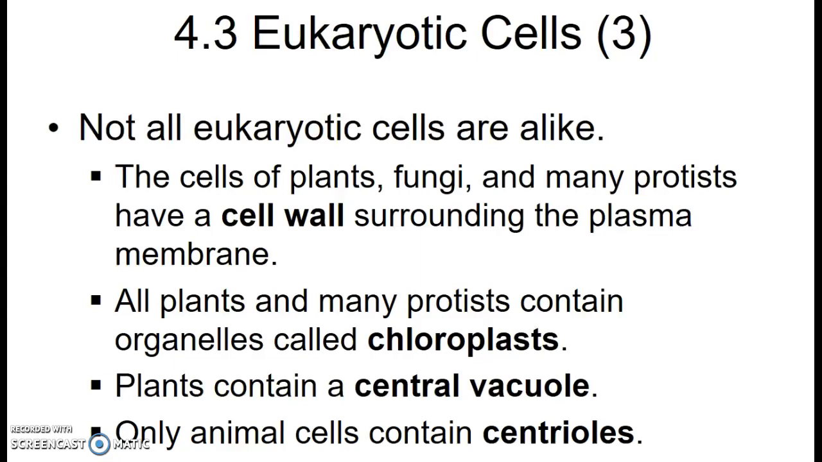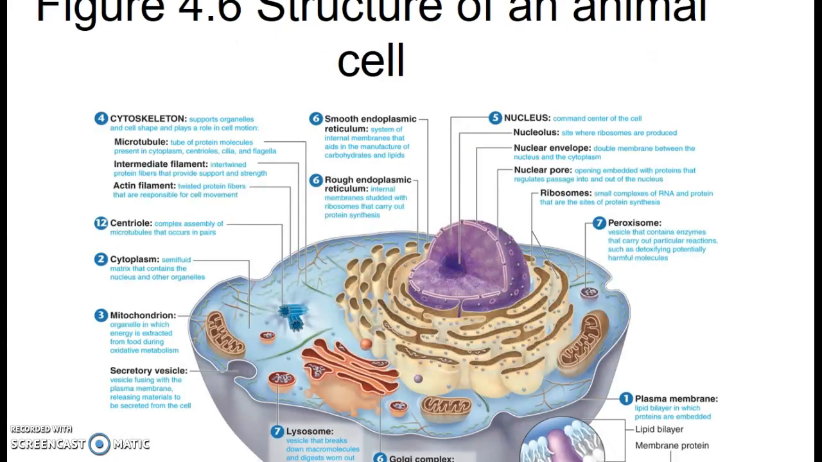So there are different types of eukaryotic cells. The cells of plants and fungi and some protists have a cell wall surrounding the plasma membrane. And all plants and some protists have chloroplasts, which we'll talk about in a little bit. Plants have a central vacuole, but animal cells, fungus cells, and protists do not have a central vacuole. And then only animal cells contain centrioles.